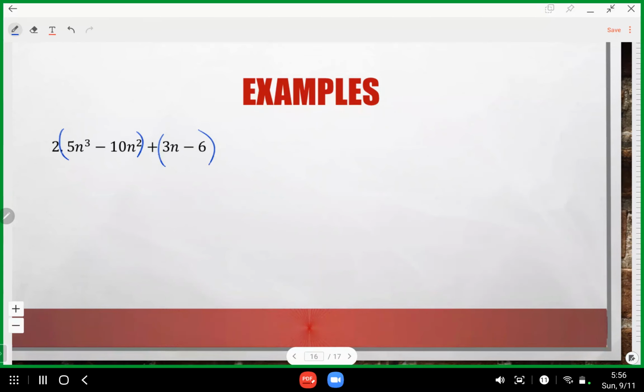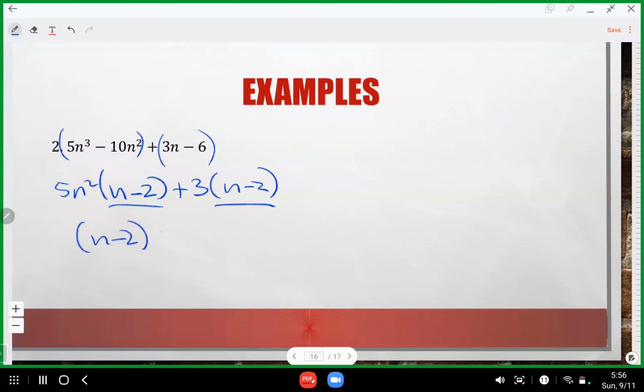So let's factor each of these groups. For the first one, you can factor out a 5 and n squared. So you're left with n minus 2. And for the next one, you can factor out a 3. So you're also left with n minus 2. They're the same. So you can do n minus 2 times 5n squared plus 3. And you cannot factor this any further.